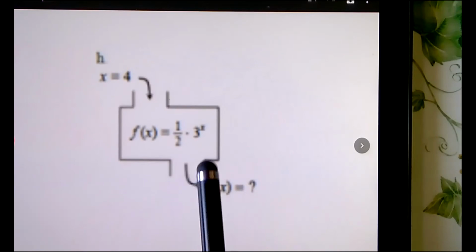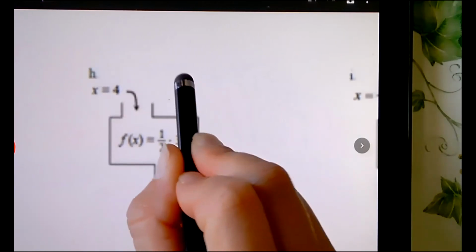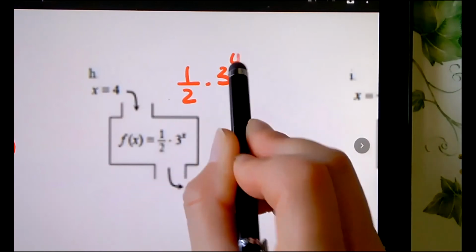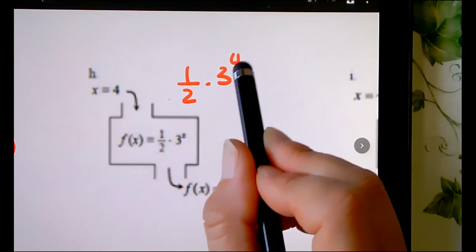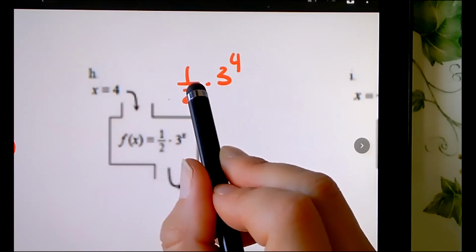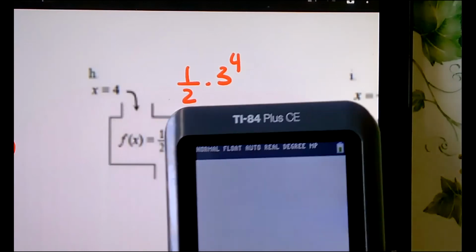Okay, now this one here, kind of like the one we had done earlier. Again, it's not a great picture. I'm going to take 1/2 times 3 to the 4th. So I'm really going to be doing 3 to the 4th first, which actually is 81, and then timesing it by 1/2. But you can put that in the calculator if you want.